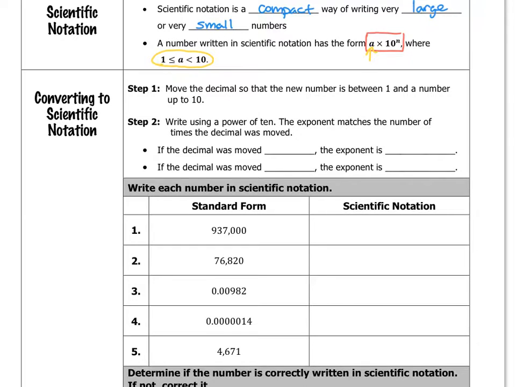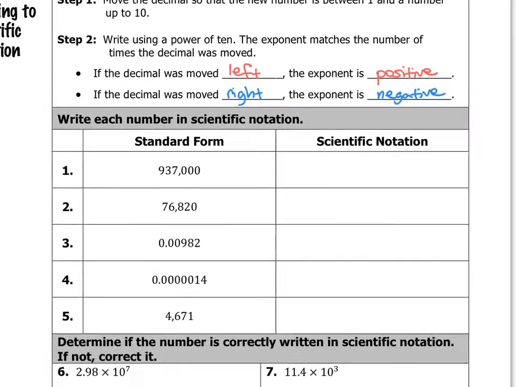That's step 1. Step 2 is to write the answer in scientific notation using a power of 10. And so the way we do that is if we moved the decimal to the left, then the exponent is going to be positive. If we move the decimal to the right, then the exponent is going to be negative. The easy way to remember this is if we start with a really large number, then you'll have a positive exponent in scientific notation. If you start with a really small number, you'll have a negative exponent in scientific notation.